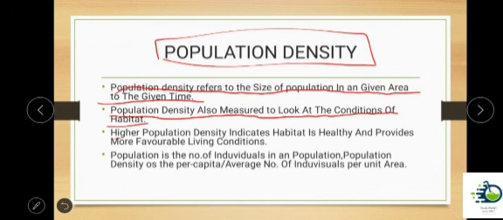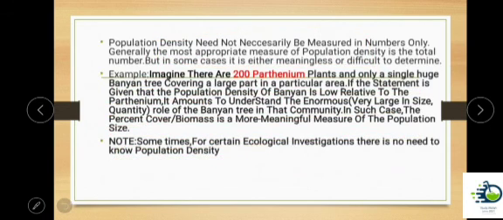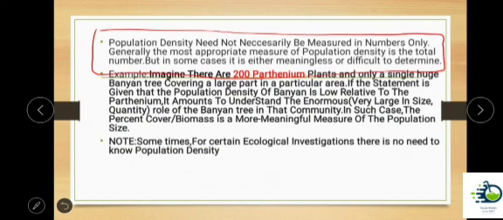Higher population density indicates that the habitat has relatively more favorable living conditions. Population size is the number of individuals in a population. Density is the per capita or average number of individuals per unit area. Now, population density need not necessarily be measured in numbers only.